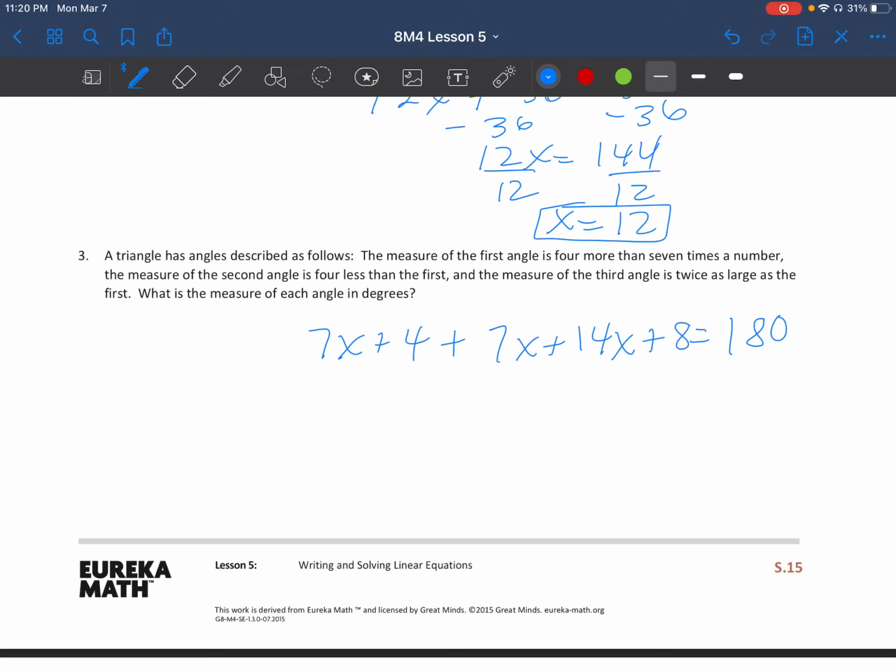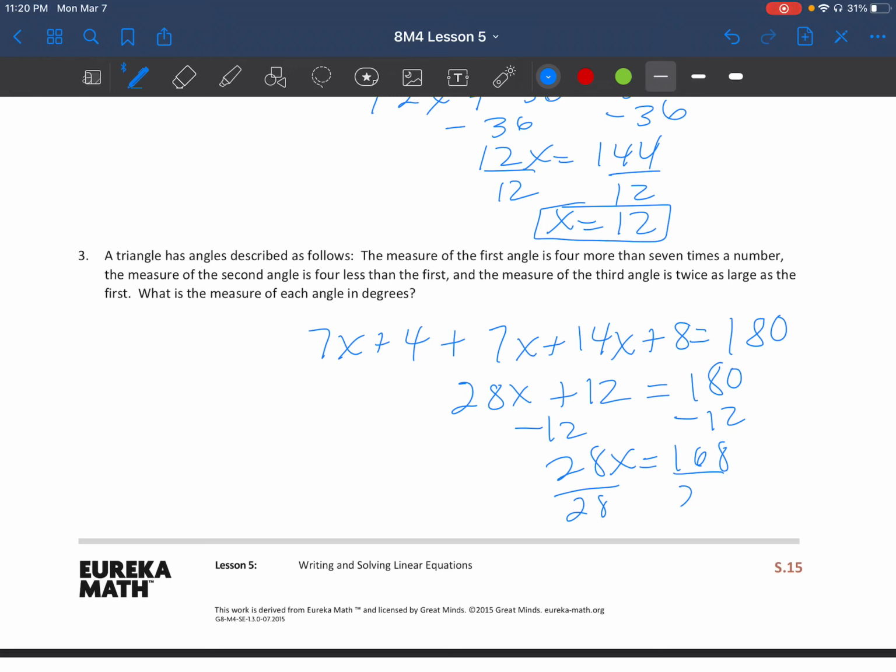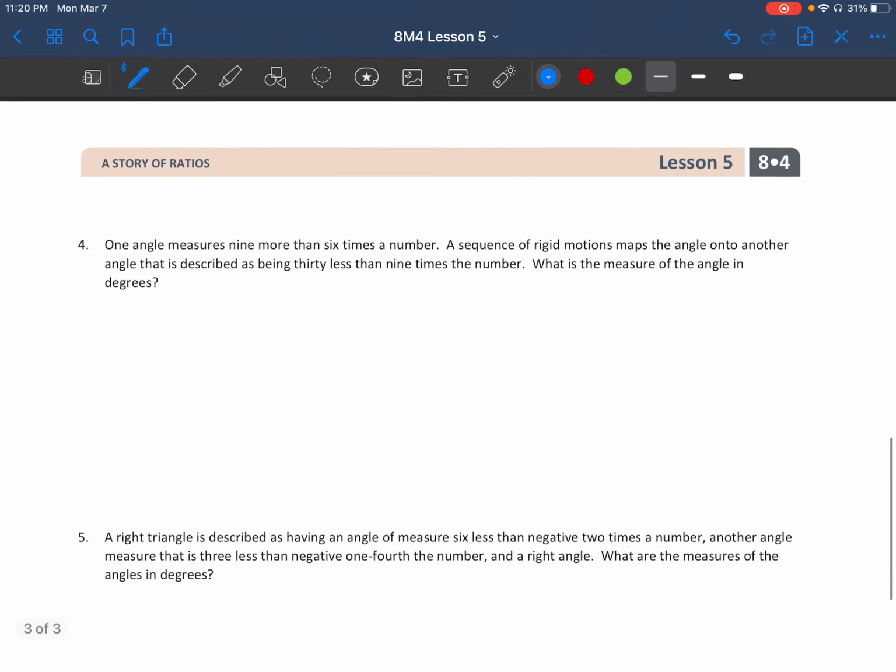All right, so let's combine like terms. We've got 7x and 7x and 14x, which is 28x. 4 plus 8, so that's plus 12, is equal to 180. Minus 12 is 28x equal to 168. Divide both sides by 28. If we put that into our calculator, we end up with x is equal to 6.